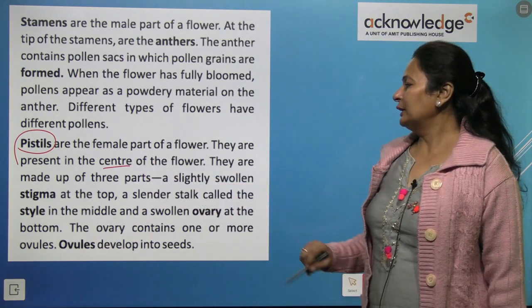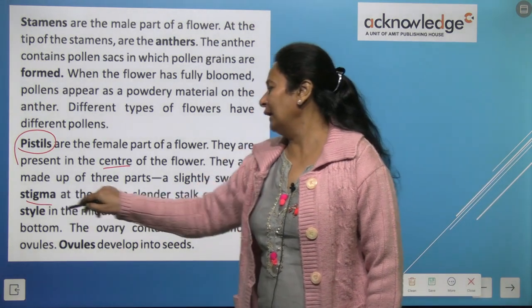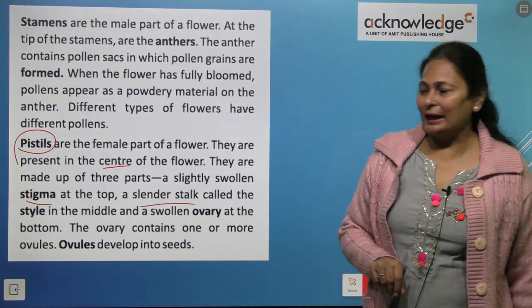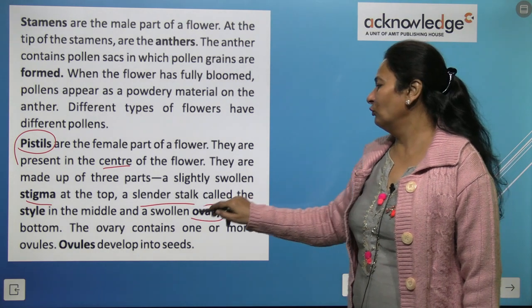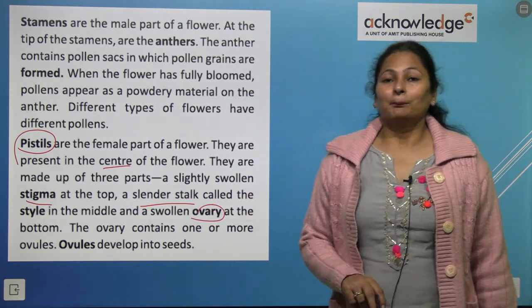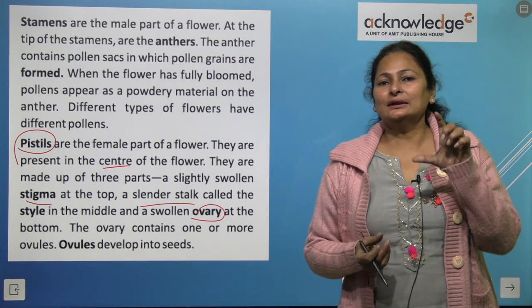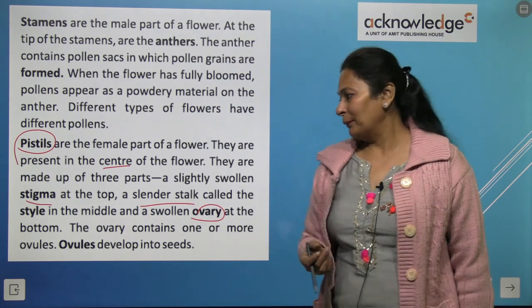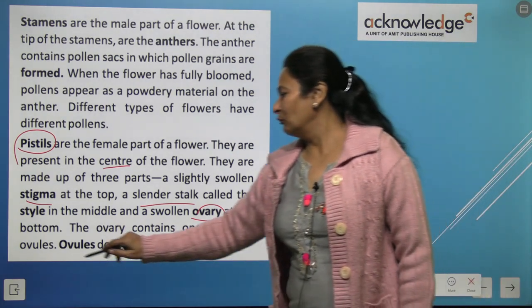They are made up of three parts. The slightly swollen top is the stigma. Then the slender stalk is called the style. And the middle swollen part at the bottom is the ovary. So the ovary is at the bottom, then it has the stalk, and the upper part is called the stigma. The ovary contains one or more ovules.